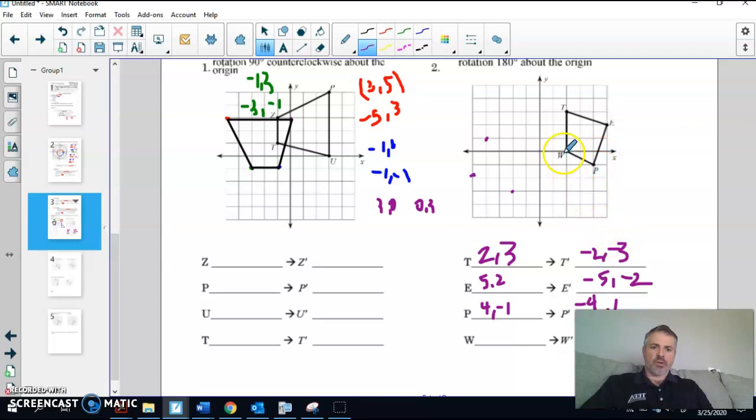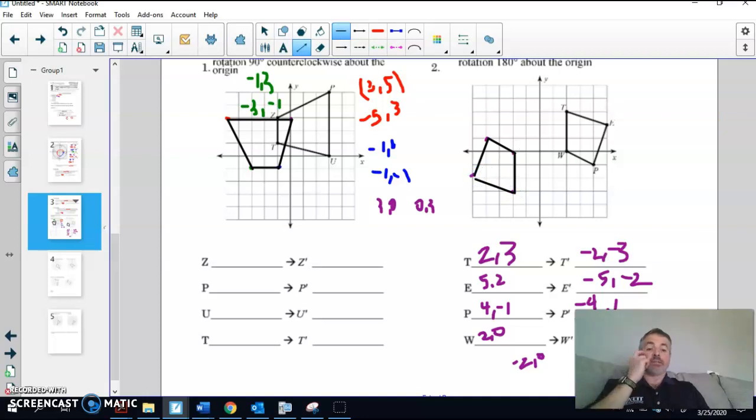And then what point did I do? W yet. W is sitting at 2, 0. That would just become -2, 0 for W prime. So -2, 0 for the image point W prime is right there. Then if I connect those with a straight line, you'll see it's rotated 180 degrees, something like this. And you can kind of see it spun 180 degrees.